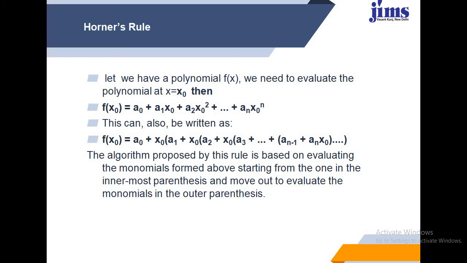So this rule is based on evaluating the monomials formed above, starting from 1 in the innermost parenthesis and moving out to evaluate the monomials in the outer parenthesis. It means every parenthesis uses the monomials. मतलब क्या है इसका कि जो भी एक parenthesis है उसमें आपको मोनोमियल्स है, कोई भी मोर देन वन डिग्री नहीं मिलेगी आपके पास. So this is the concept in the Horner rule.